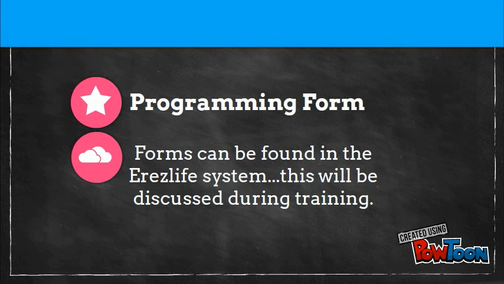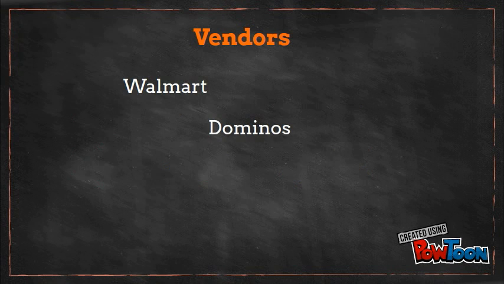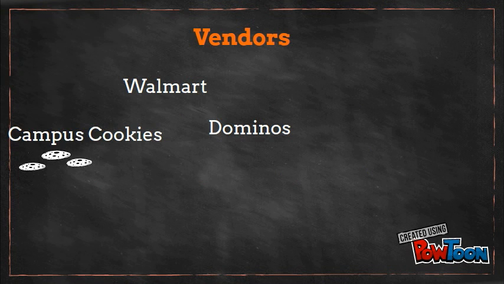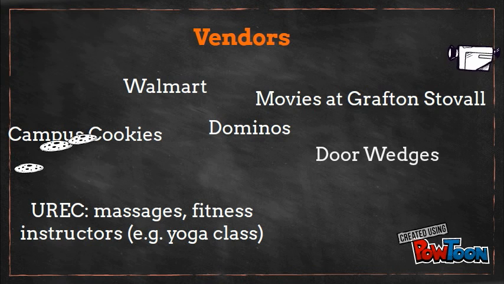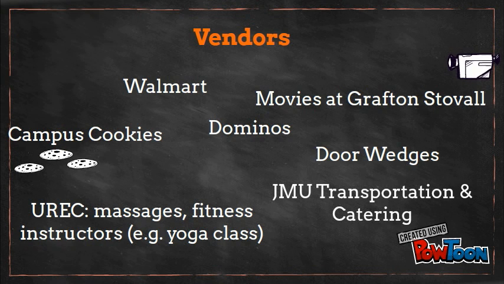This form will be reviewed more during training. Part of this form includes selecting a vendor. Our vendors are Walmart, Domino's, Campus Cookies, UREC, Grafton Stovall movie tickets, Door Wedges, and JMU Transportation and JMU Catering.